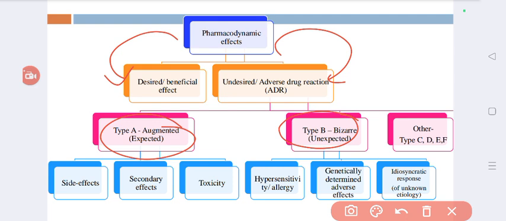Type A, which is augmented type of reaction, is further subclassified into side effects, secondary effects, and toxicity. And type B reactions are classified into hypersensitivity or allergy, genetically determined adverse effects, and idiosyncratic reactions. Okay, so this is the main classification of adverse drug reaction.